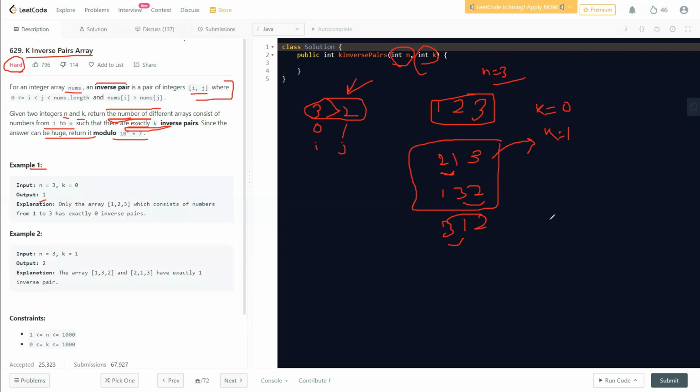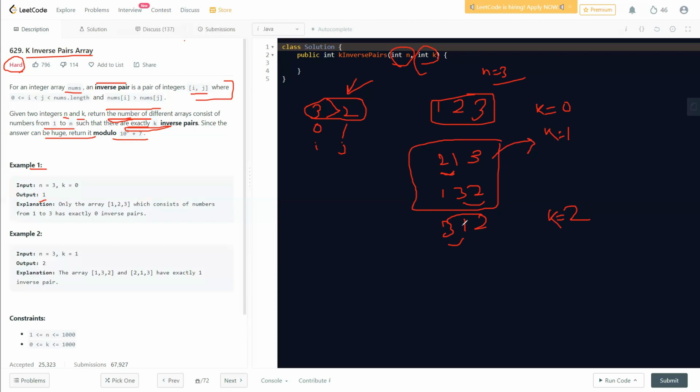Now, when we say k equal to 2, what can be done? For k equal to 2, we know that if we move 3 to the beginning, 3 and 1 is an inverse pair, 3 and 2 is an inverse pair. Fine. So that's a k equal to 2 case. Are there any other possibilities? If we need k equal to 2, that means 3 must be in the beginning.